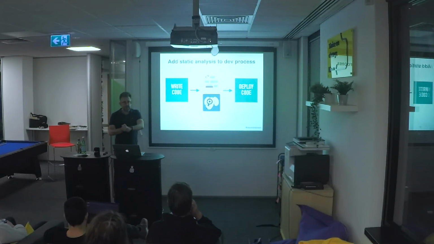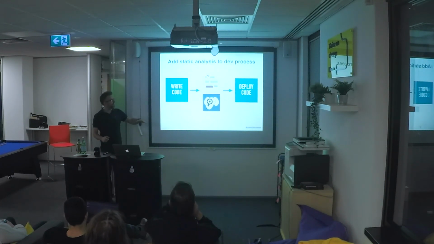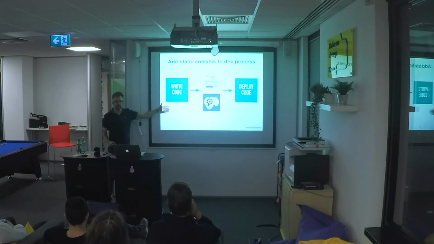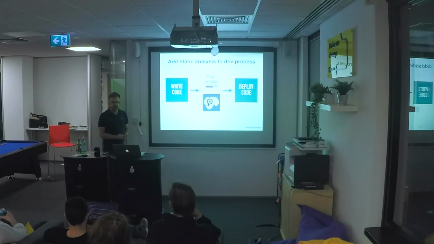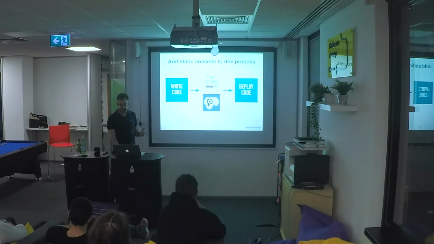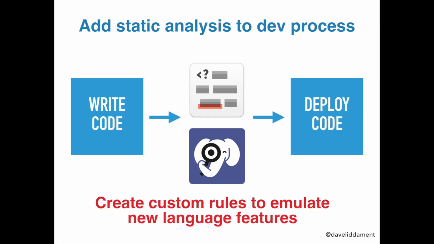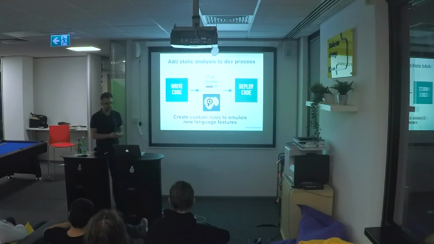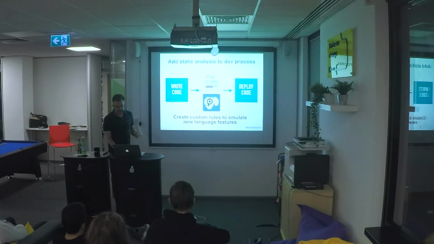If you're not already doing it, I would advocate adding static analysis to your development process. At the very least, make sure you run static analysis before you deploy your code, so in CI, but ideally more regularly than that as you're developing code. And you might say, that's all very well, but Dave, how on earth does that help with the problem you're trying to solve? With static analysis tools like Psalm and PHPStan, we can create custom rules to emulate new language features or to enforce whatever we want. So how do we do that?